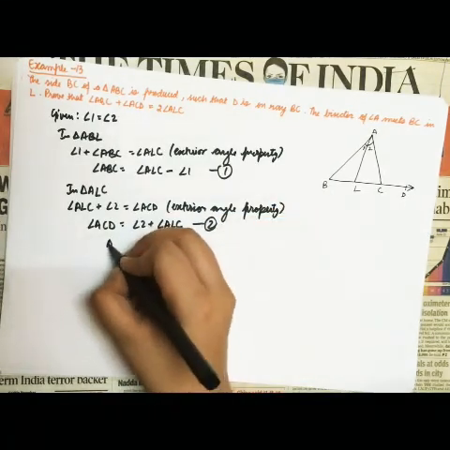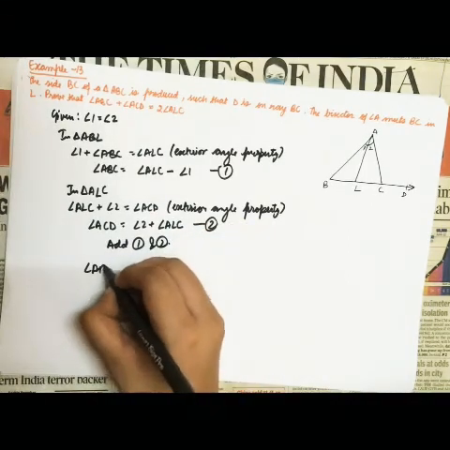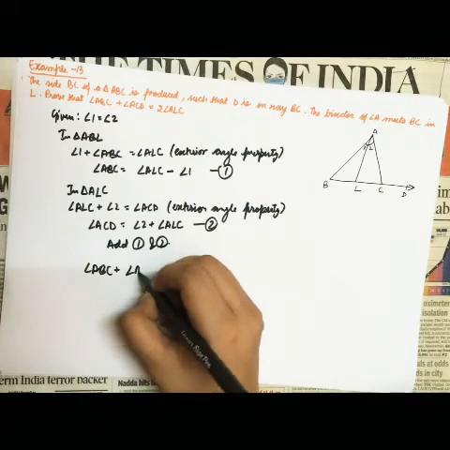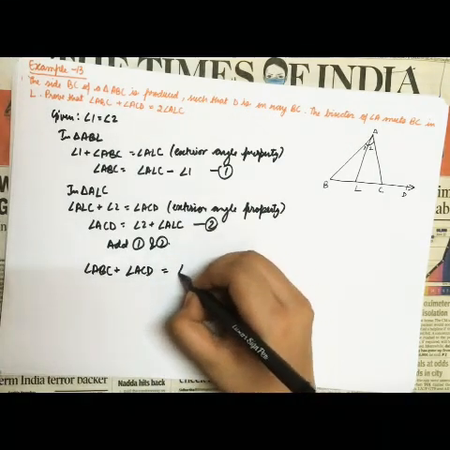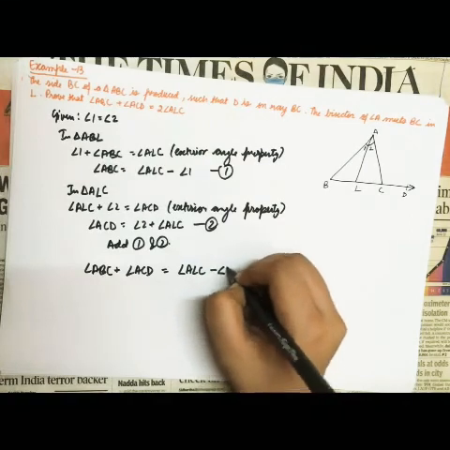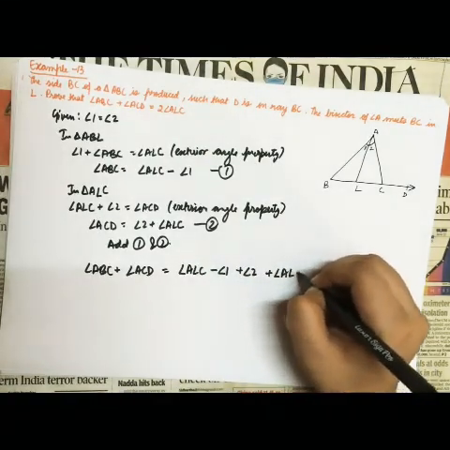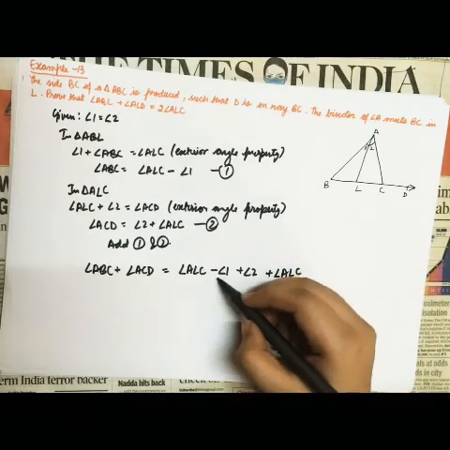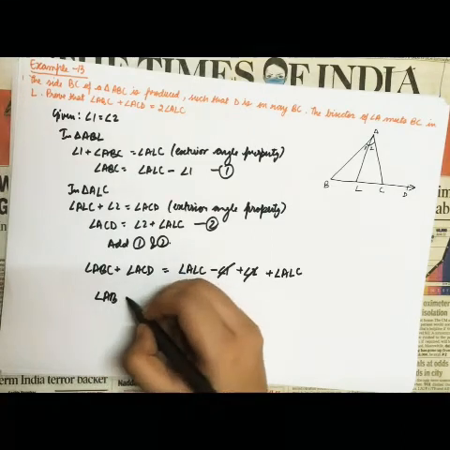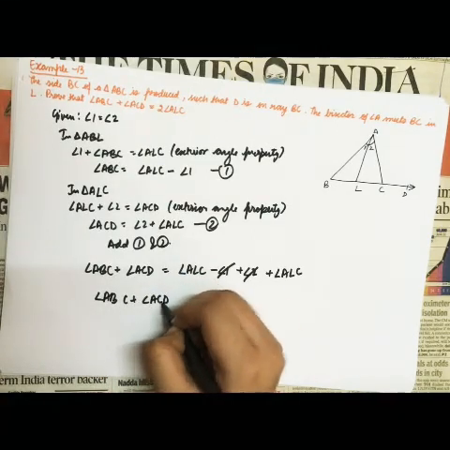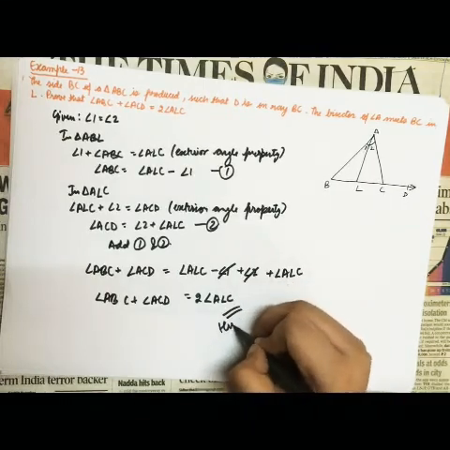Now we will add 1 and 2, which means angle ABC plus angle ACD is equal to angle ALC minus angle 1 plus angle 2 plus angle ALC. Now angle 1 is equal to angle 2, so this will get cancelled. Now angle ABC plus angle ACD is equal to 2 times angle ALC. Hence proved.